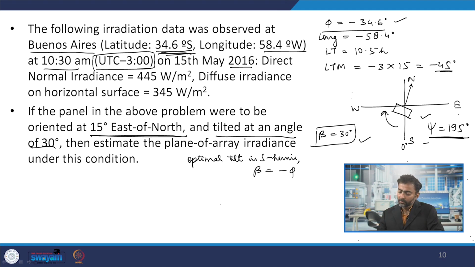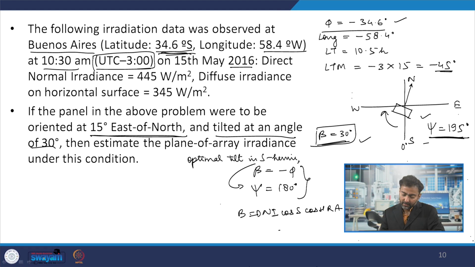My psi is not due north or not 180 degrees. My beta is also not the same as the latitude of the location. For the southern hemisphere, the ideal orientation would be psi equal to 180 degrees. And as you recall, in a previous lecture, we discussed that if you have these two simplifying assumptions, then your B comes out to be DNI cos delta cos HRA. That would be the simplified expression only if you have these two conditions. But in this case, none of these are being fulfilled. We don't have beta equal to minus phi, we don't have psi equal to 180 degrees. So we need to go for the big equation here.